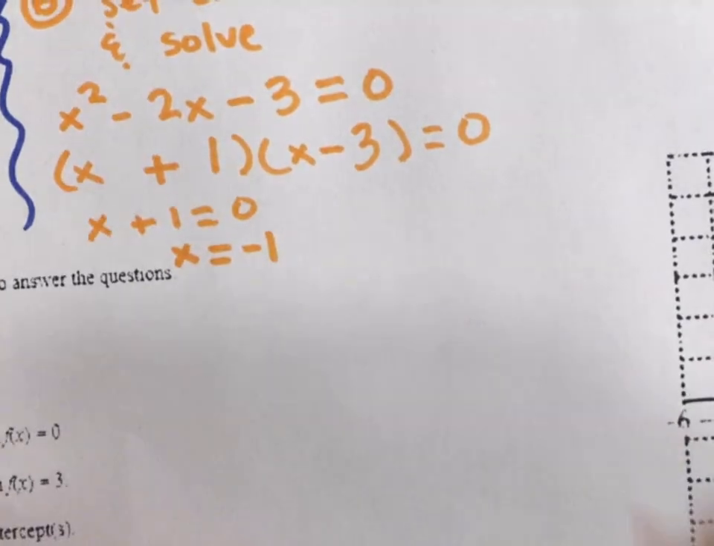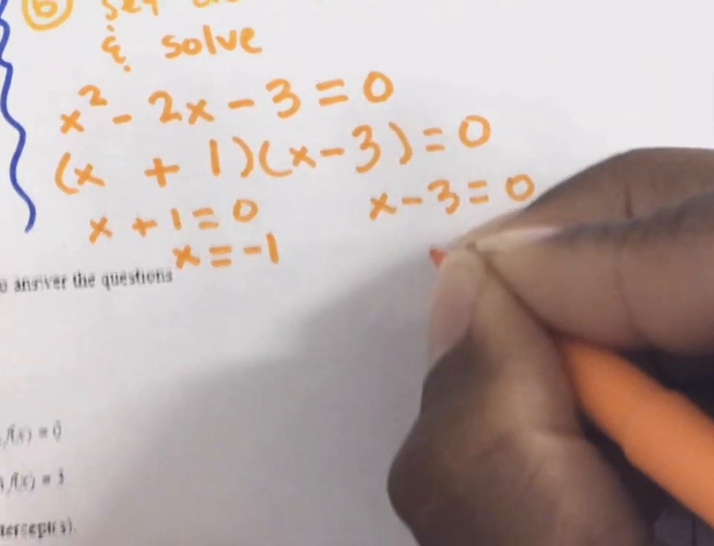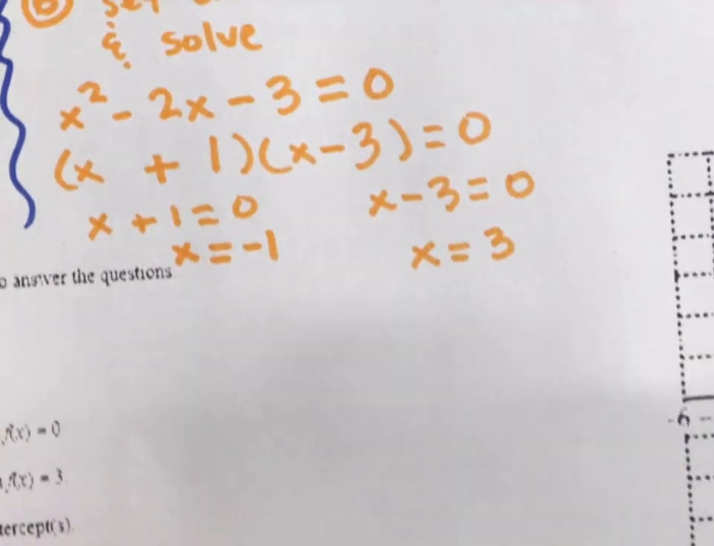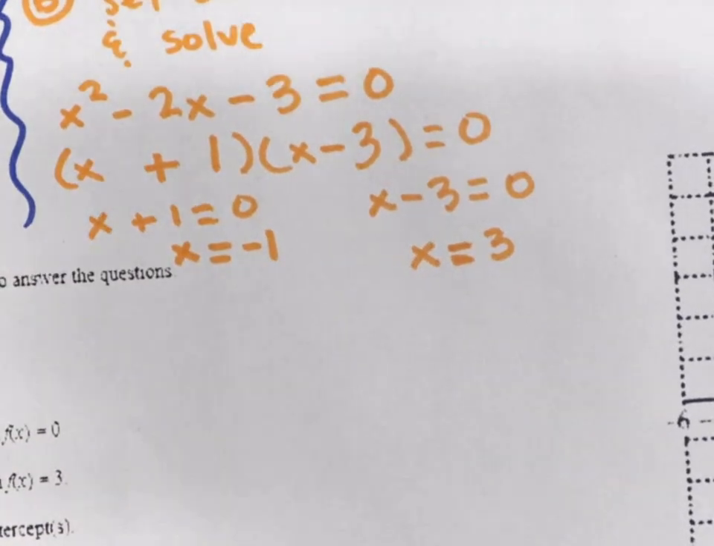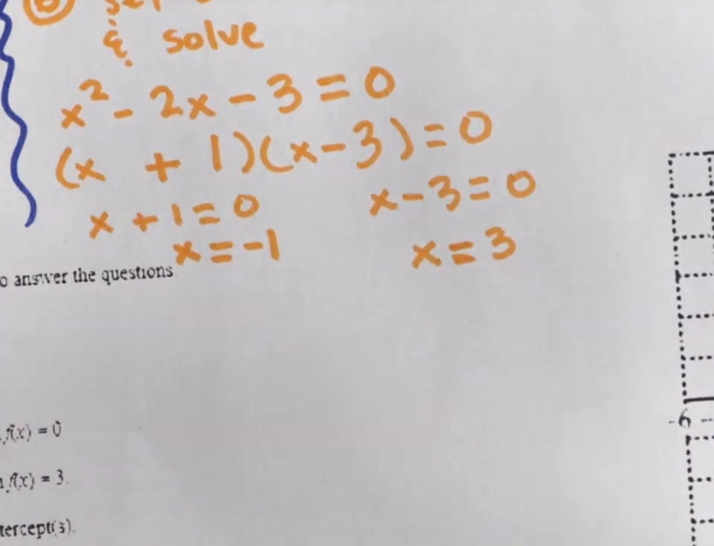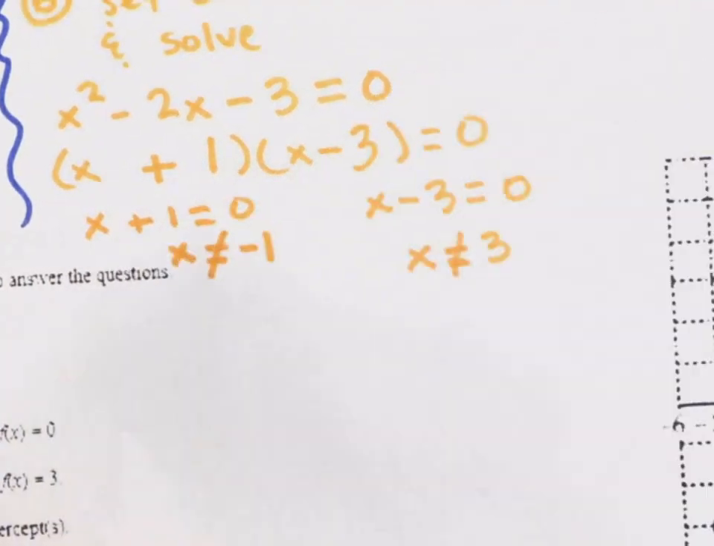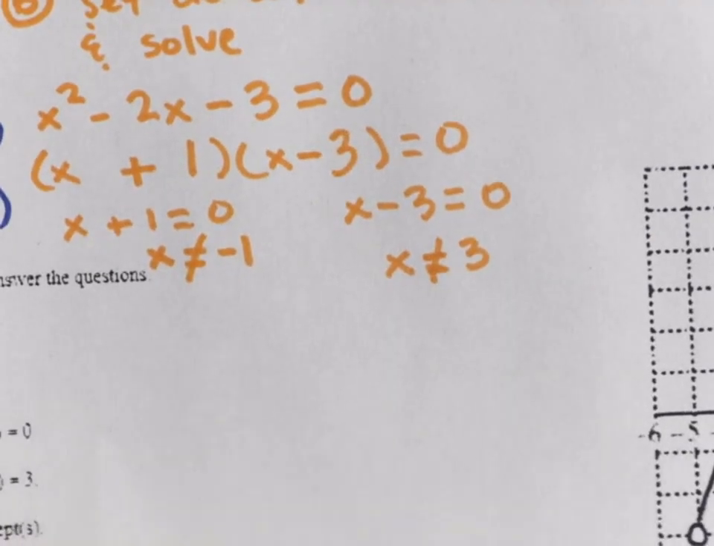This is my second factor. Set it equal to 0. Add 3 to each side this time, and I get x equals 3. So these are the two values that x cannot be. So just to remind myself that I'm not getting a solution, I'm talking about my domain, I like to just throw this in there, so then I remember, oh, x cannot be -1, x cannot be 3.